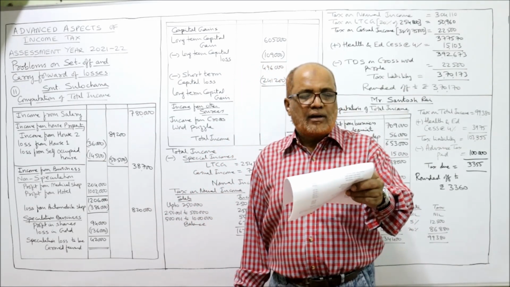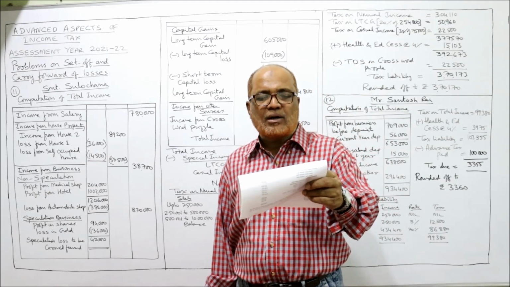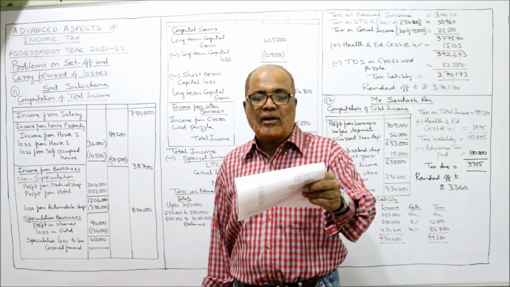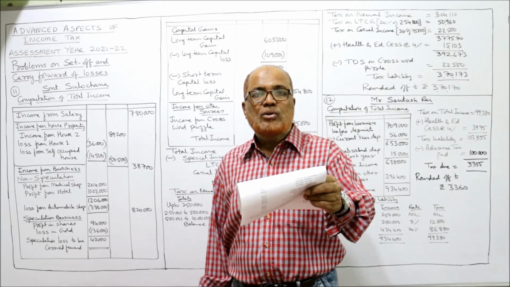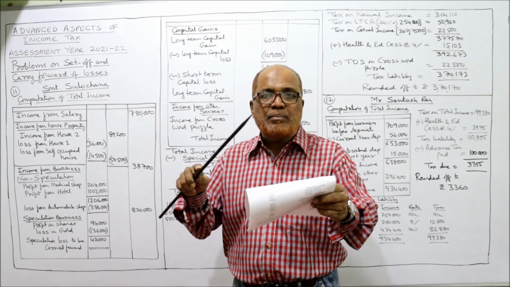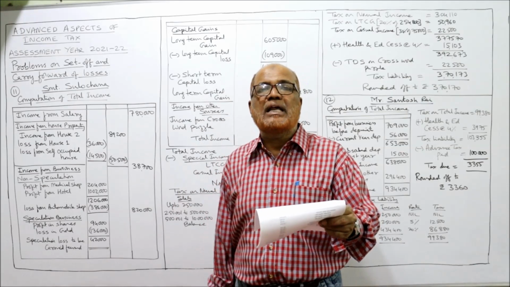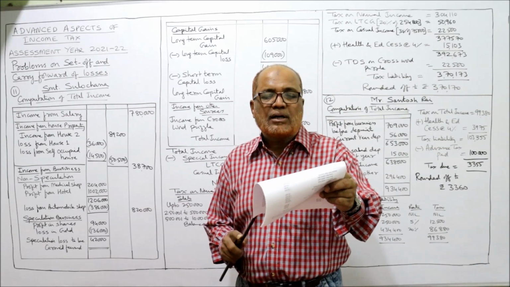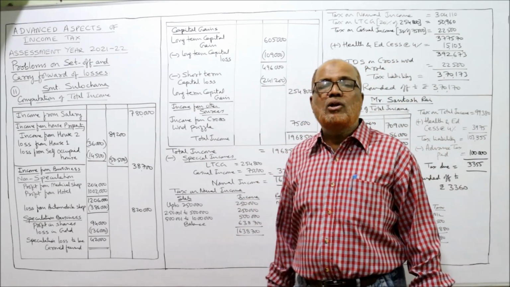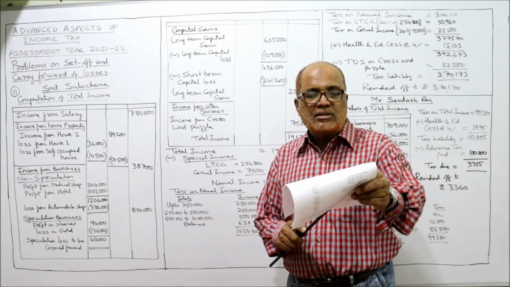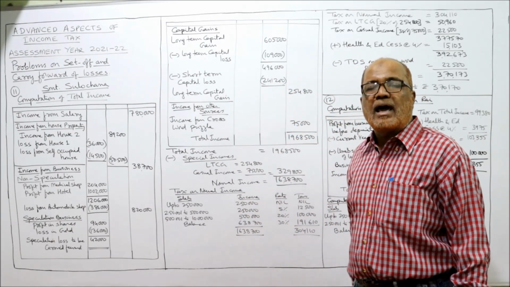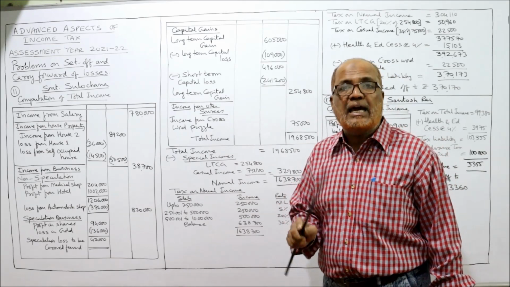Now, capital gain. Long-term capital gain 6,05,000. Short-term capital loss 2,41,200. Long-term capital loss 1,09,000. So see how we can set off. Long-term capital loss can be set off from long-term capital gain only. So here the long-term capital gain is 6,05,000. From this, first we deduct the long-term capital loss, 1,09,000.